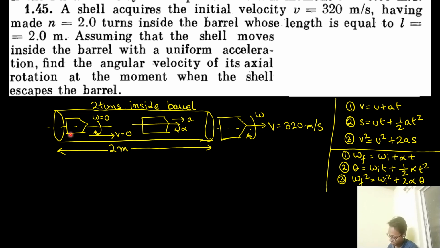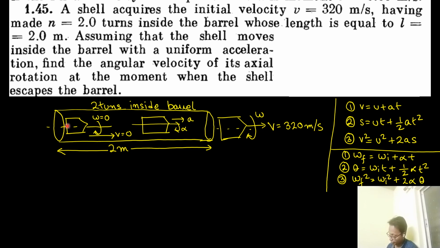So how do I approach this? The initial velocity is 0, the final velocity is 320 meters per second. Can I apply v square is equal to u square plus 2as? I need to find out the time. What I'm approaching here is finding the time taken for the bullet to go from one end to the other end, and that is exactly the time it took for the bullet to rotate 2 times. Understood?